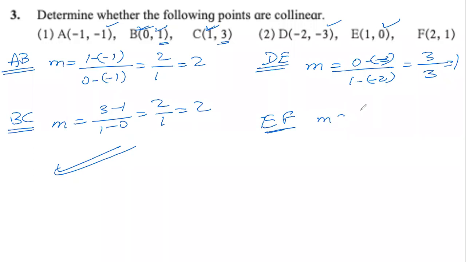So M equals 1 minus 0 by 2 minus 1. 1 minus 0 is 1. 2 minus 1 is 1. So yes, DEF are also collinear because they have the same slope, 1. Both have the same slope.